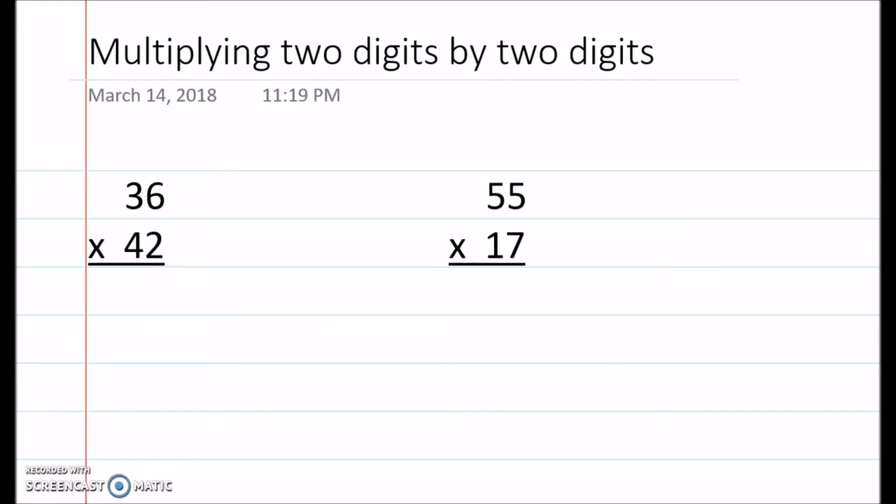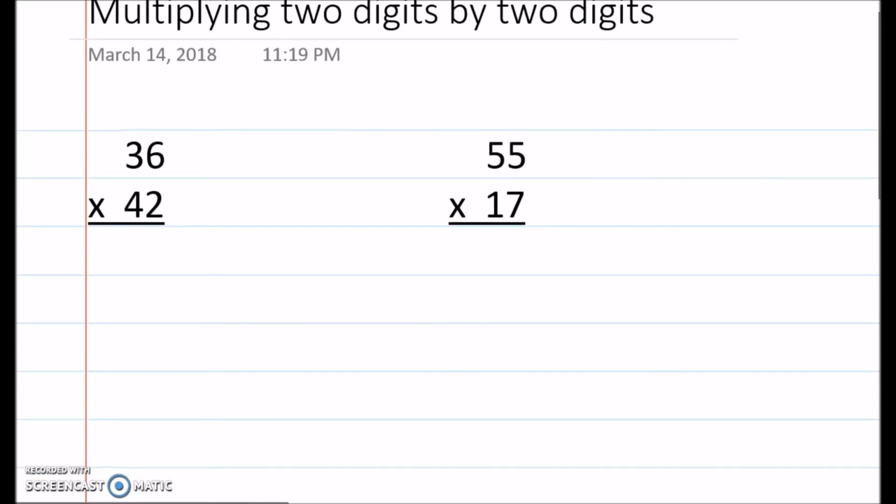Hello and welcome to my tutorial on multiplying 2 digits by 2 digits. So we're going to look at these two different questions and hopefully they can help you understand how to multiply 2 digits by 2 digits. Basically the main thing is keeping track of what you're doing the whole time.